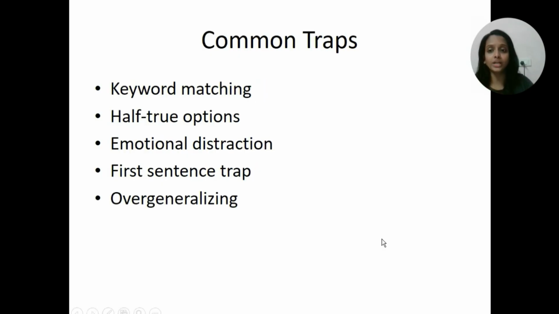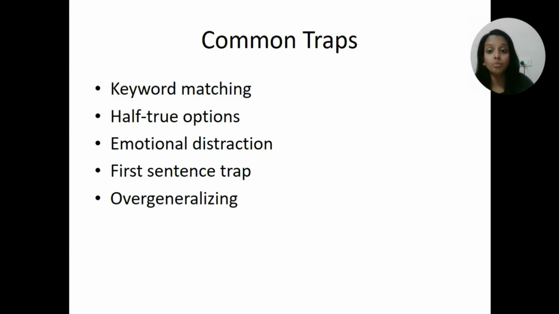So the trap one here is keyword matching. You hear a word in the audio and the same word in an option, so you choose it. That's very dangerous. OET knows students do this, so they often place familiar words in wrong options. And trap two, half true options. Yes, an option may reflect one small part of the extract, but not the main point. That makes it tempting but wrong.